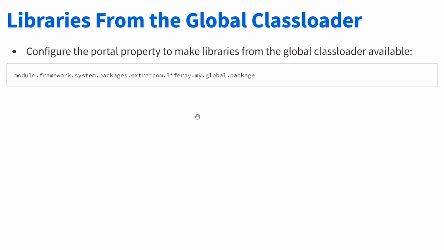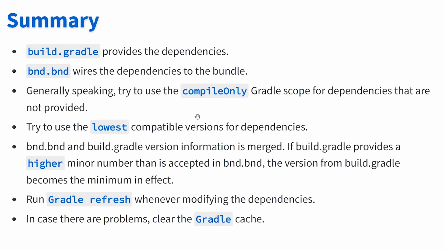Okay, now we talked earlier about the global class loader and how typically, right, the OSGI container can pick up from the global class loader. So within our properties, we can define specifically within our portal properties which libraries are made available from the global class loader. So let's go ahead and sum up some of the things that we talked about within this video.